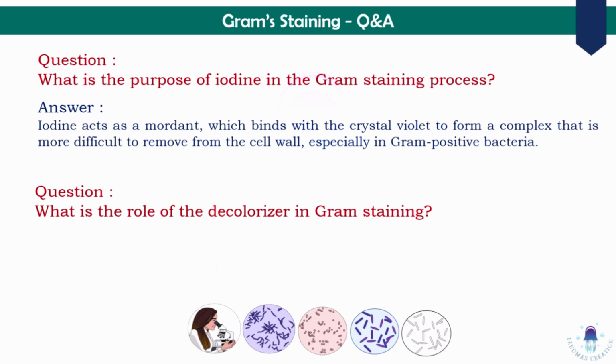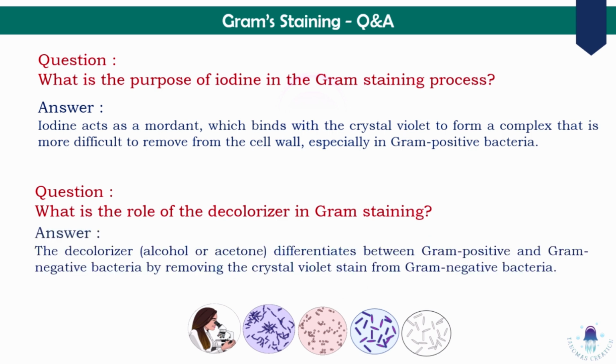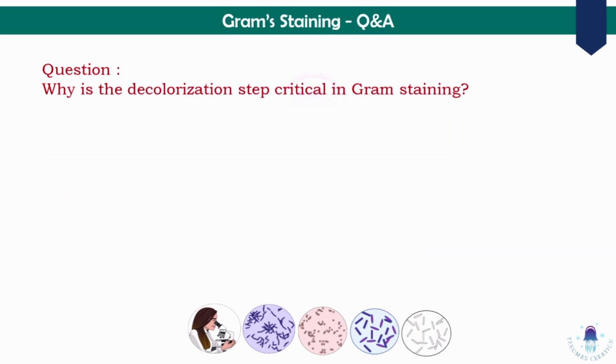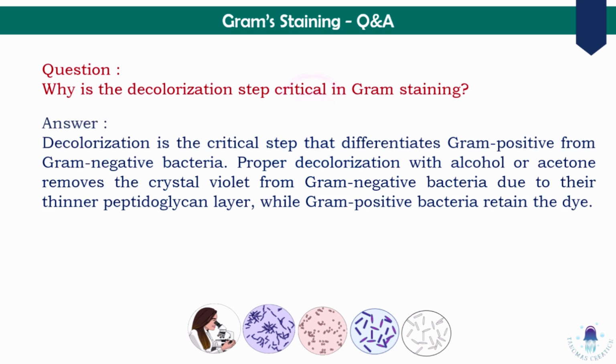Question: what is the role of the decolorizer in gram staining? Answer: the decolorizer, alcohol or acetone, differentiates between gram-positive and gram-negative bacteria by removing the crystal violet stain from gram-negative bacteria. Question: why is the decolorization step critical in gram staining? Answer: decolorization is the critical step that differentiates gram-positive from gram-negative bacteria. Proper decolorization with alcohol or acetone removes the crystal violet from gram-negative bacteria due to their thinner peptidoglycan layer, while gram-positive bacteria retain the dye.